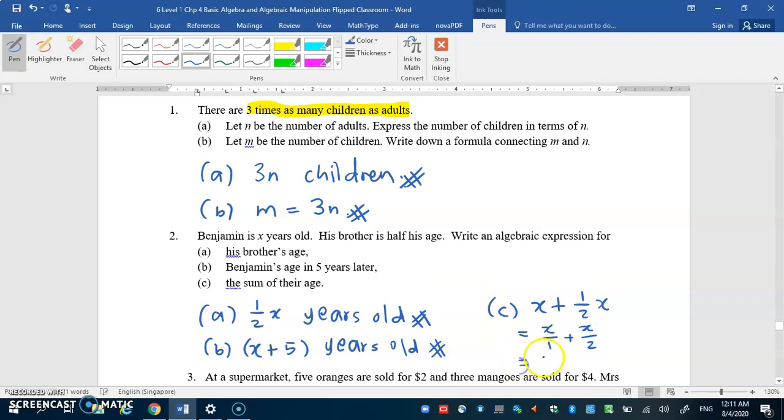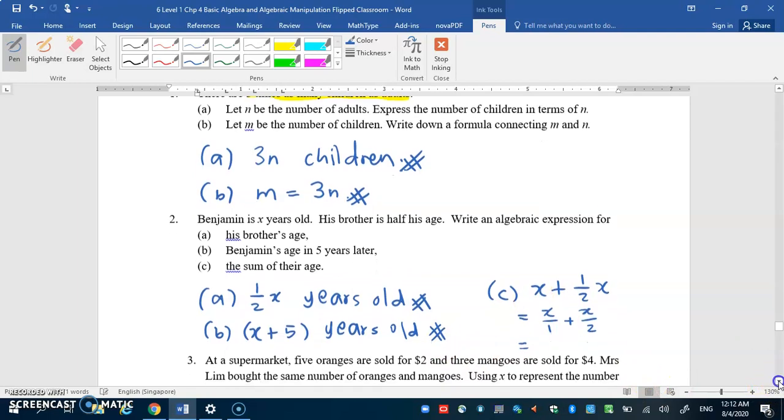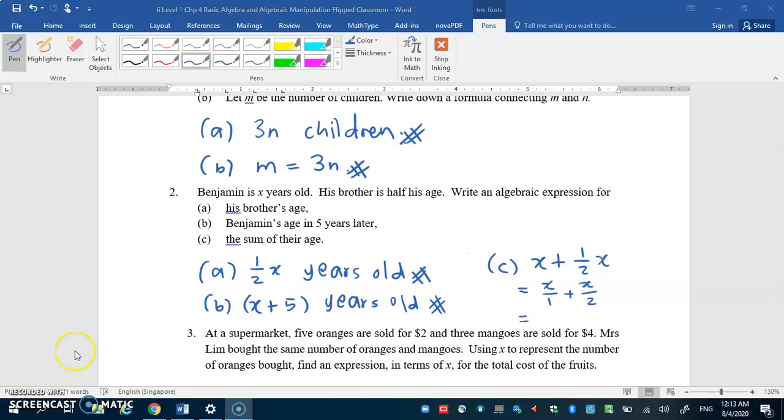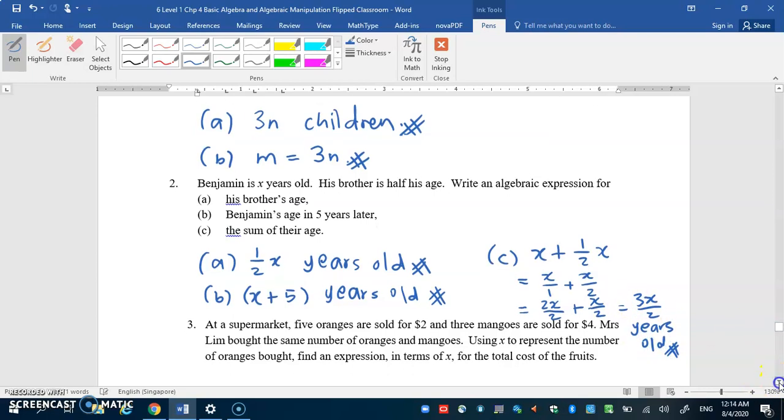And since we want to make it a common denominator, we will write down x over 1 as 2x over 2. Okay, so this will basically be 2x over 2 plus x over 2, and hence the final answer will be 3x over 2 years old. Okay, that's for part C. Okay, good. Let's go on to question 3.